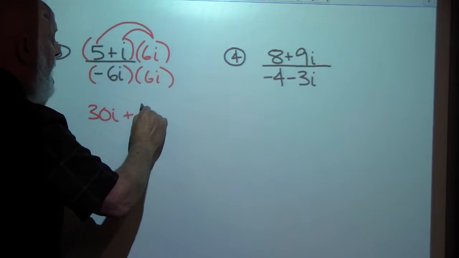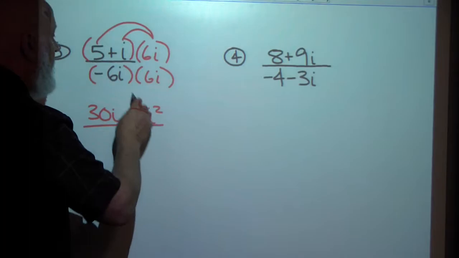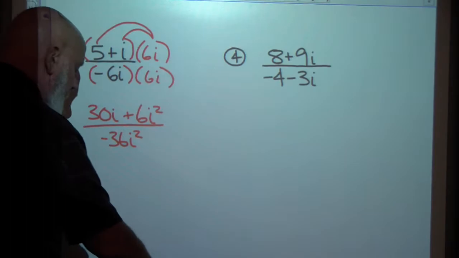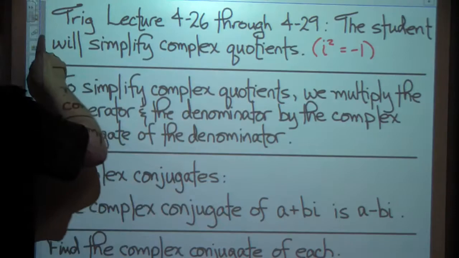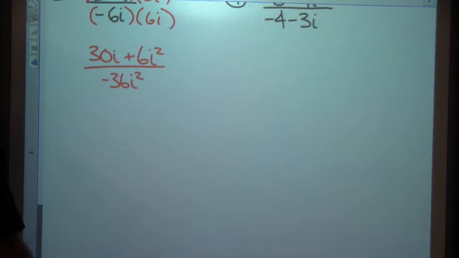Now remember, i squared is negative 1. This is actually negative 6 now, over negative 36i squared. Remember, i squared is negative 1. I have it up here. Otherwise, we can treat i just like a variable. We just got to remember that when we square it, it turns into negative 1.